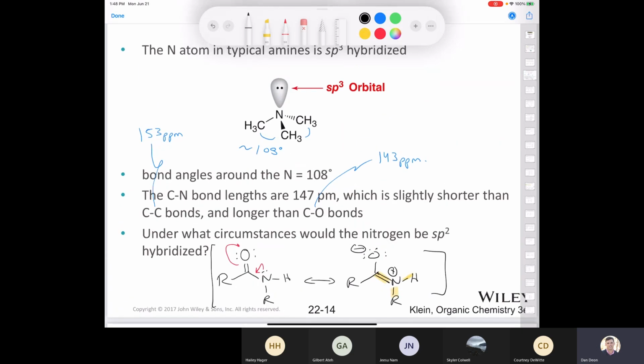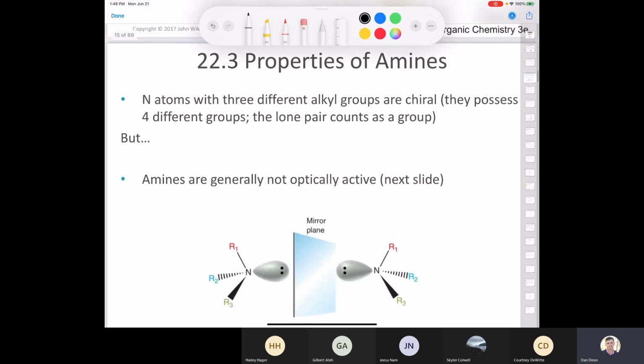If you don't believe me, go look back in chapter 1 of Organic Chemistry 1. It was towards the end of the first chapter, I think, that we spoke about that in Organic Chemistry 1. So, some properties of amines. This is something I was talking to you about earlier today.